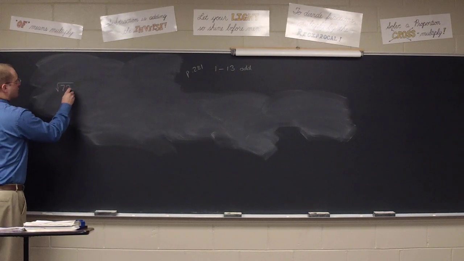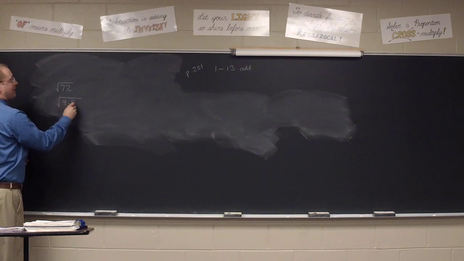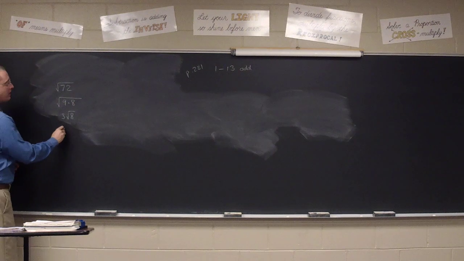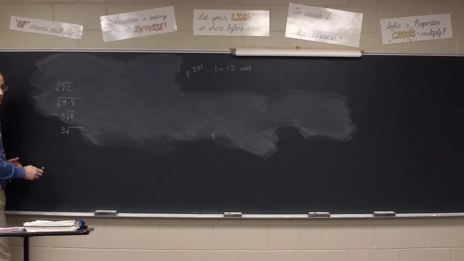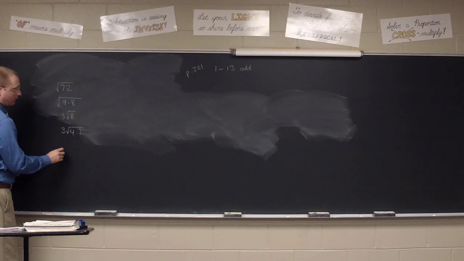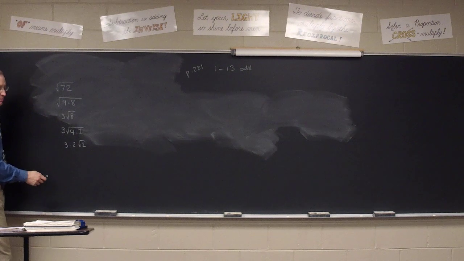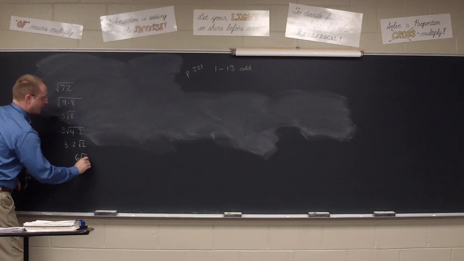She did what I think a lot of us would do. She said, hey, I know this is 9 times 8. That's 3 times the square root of 8. But, Aubrey, we could then factor the 8, and that would allow us to get 3 times the square root of 4 times 2. So our final answer should have been 6 times the square root of 2.